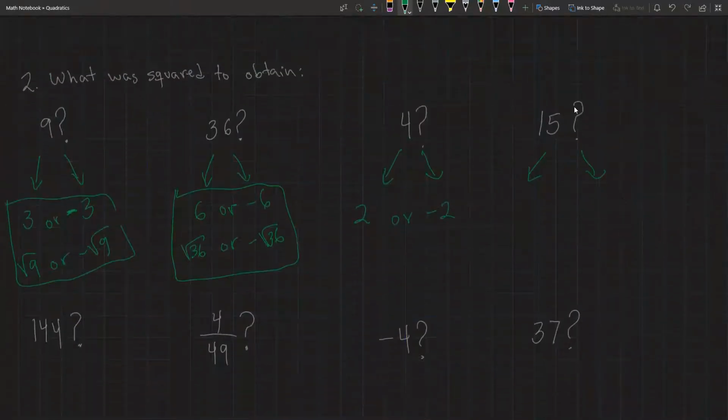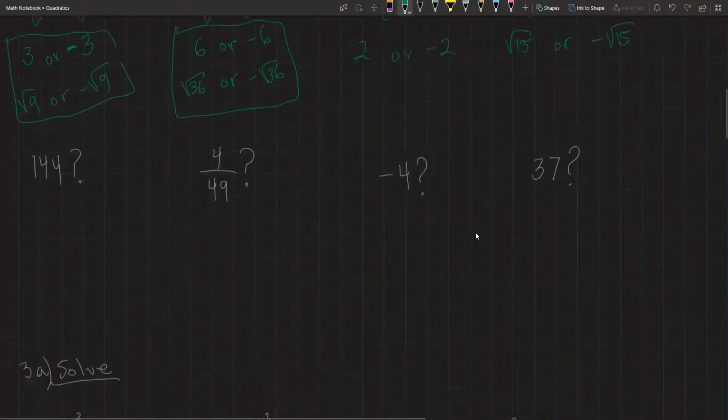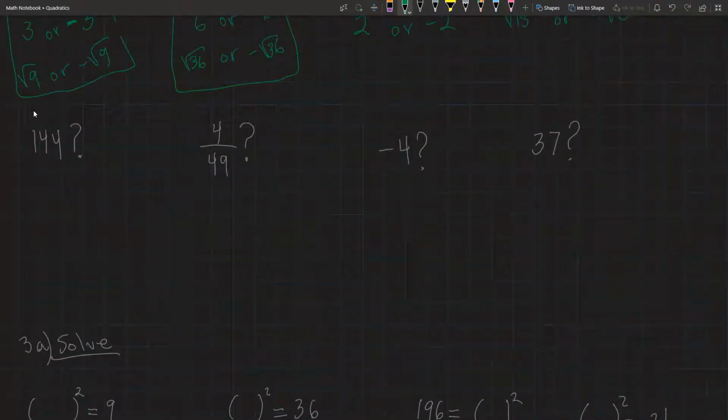Because 15 is not a perfect square integer like the previous three, the only way that we can write that one is not as an integer. The only option here is square root of 15 or the negative version of that. That's the only way we can represent that one. So always look at that yourself. Is this number a perfect square or not? And if that's the case, then I'm just going to skip the square root of 144 and negative square root of 144 part and write 12 or negative 12. Hopefully you recognize that as the square root of 144.